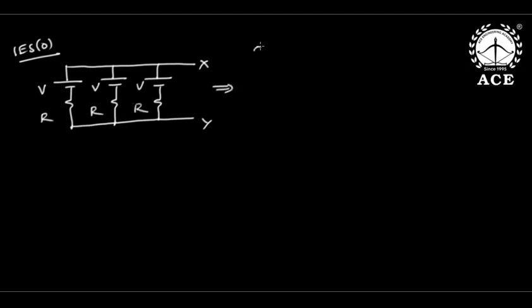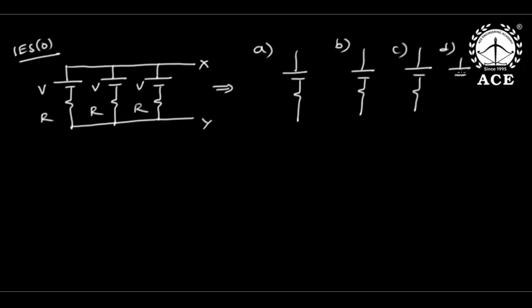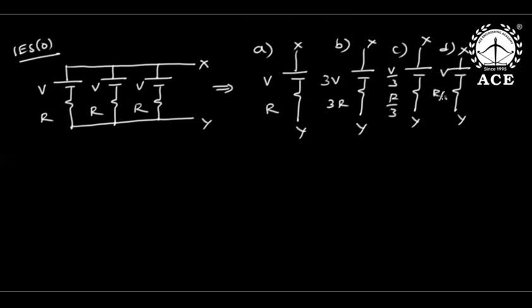This can be simplified into option A, option B, option C, and option D. Same terminals. I will give you the options now. XY terminals, XY terminals, V by R, 3V by 3R, V by 3, 3 by 3, V and R. Chalo.